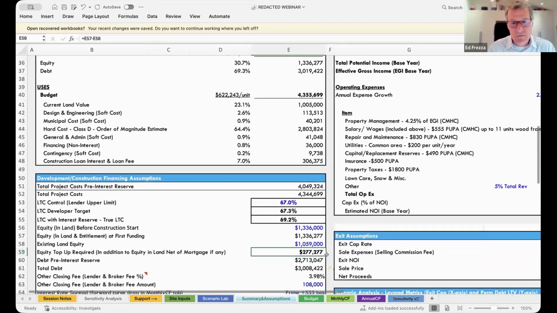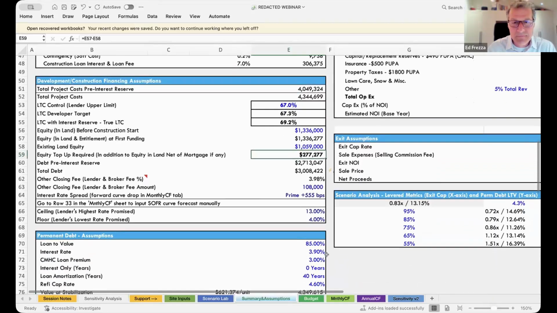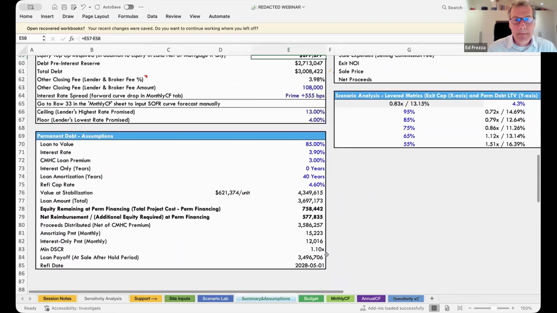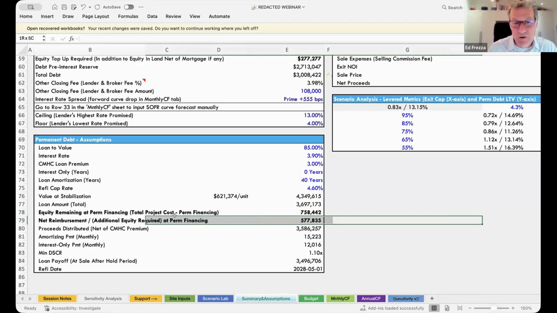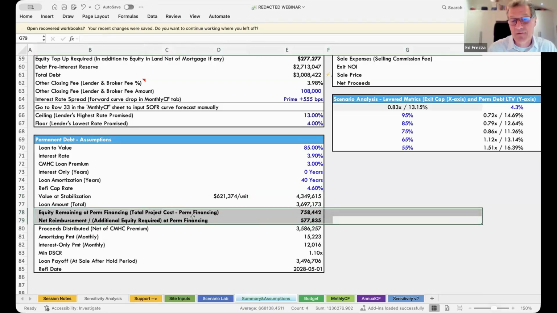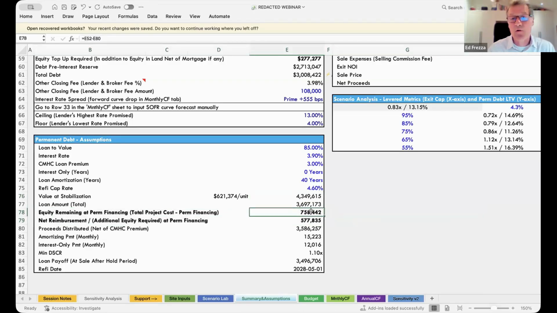And so if we just scroll down a bit, you can see that line 76, the stabilization is 4.349. So that's basically taking the NOI and calculating the valuation from that. And of that, we're going to get 3.697 in loan, which means about 758 grand is what you have to leave in the deal.